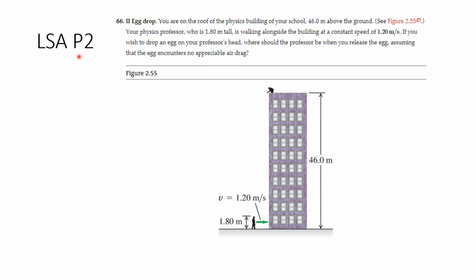And here is LSA physics number 2, but it's the third problem. This is called the egg drop. You're on the roof of a physics building of your school that is 46 meters above the ground. Your physics professor, shown here, is 1.8 meters tall, is walking alongside the building at a constant speed of 1.2 meters per second. If you wish to drop an egg on his head, where should the professor be when you release the egg, assuming that the egg encounters no appreciable air resistance drag? So this is a free fall problem.